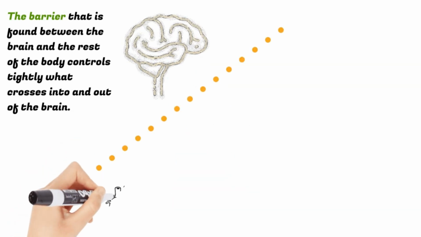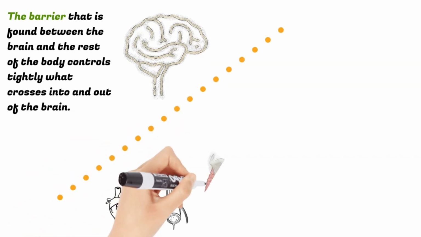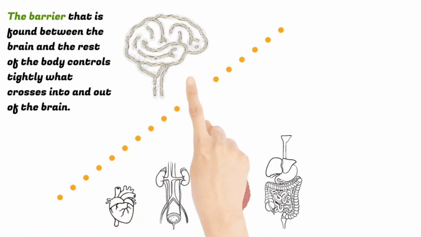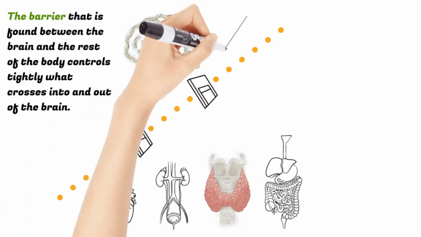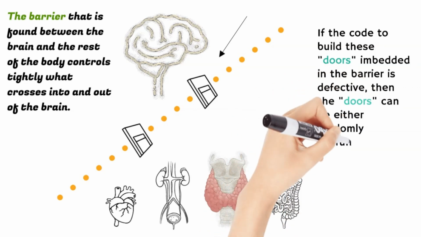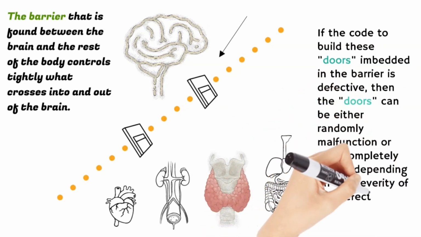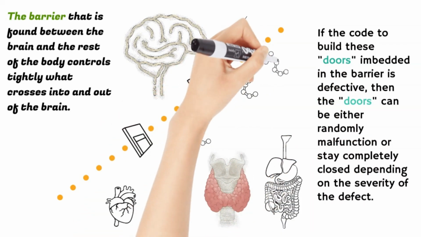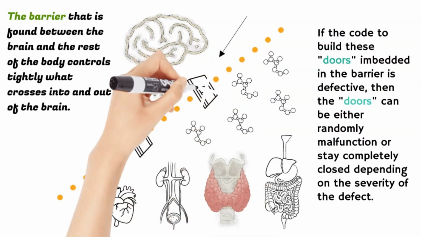The barrier that is found between the brain and the rest of the body controls tightly what crosses into and out of the brain. If the code to build these doors embedded in the barrier is defective, then the doors can either randomly malfunction or stay completely closed depending on the severity of the defect. This means that thyroid hormone cannot cross into and out of the brain space properly.